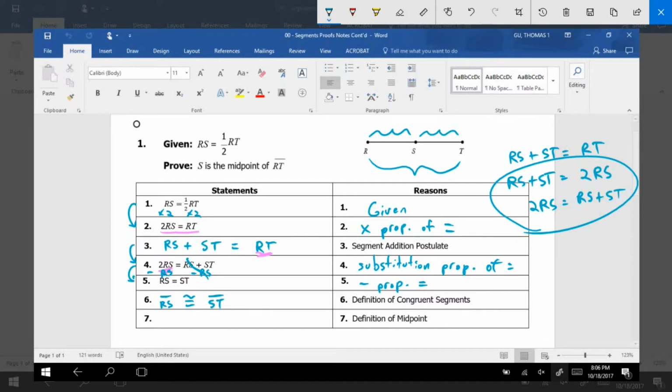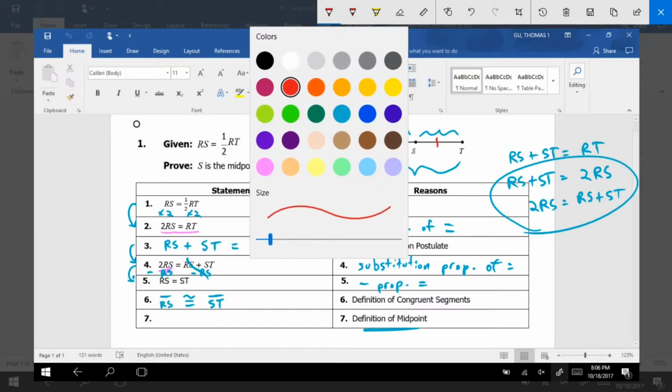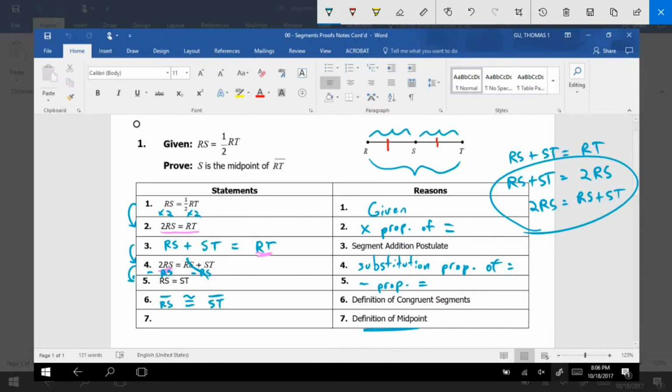And then finally, look, they're asking for definition of midpoint. Well, if you look back at the definition of midpoint, it says that if RS is congruent to ST, look, RS right here is congruent to ST right there, then S will be the midpoint. So what we're going to write is S is the midpoint of RT by the definition of midpoint. And we have finished our first geometric proof. Oh my goodness. Give yourself a high five for that one.